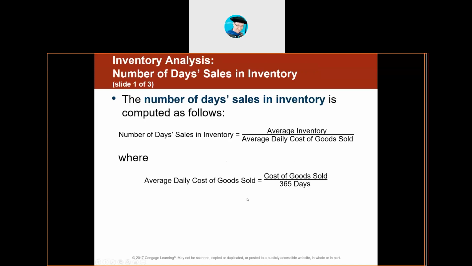And of course, I want to figure out how much time my inventory is spending on my shelf. How do I figure that out? I take my average inventory, which again is beginning of the year plus the end of the year divided by 2, divided by the average daily cost of goods sold. Figure out average daily cost of goods sold, take your total cost of goods sold divided by 365.